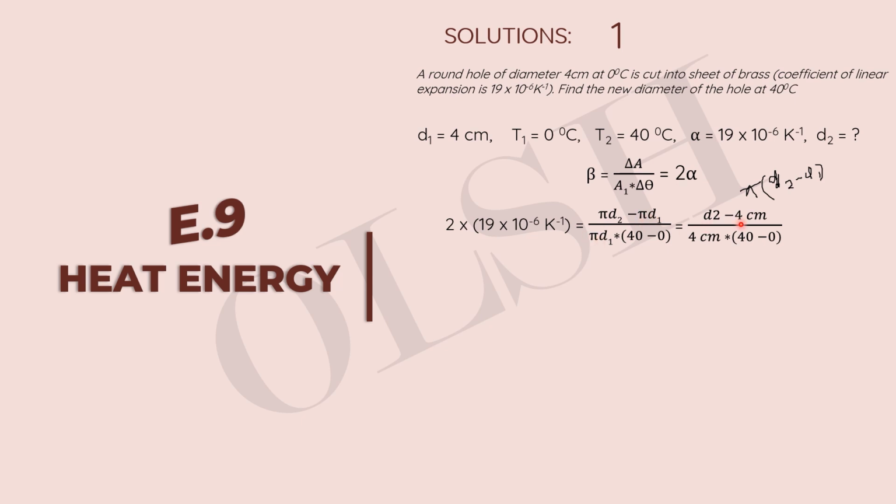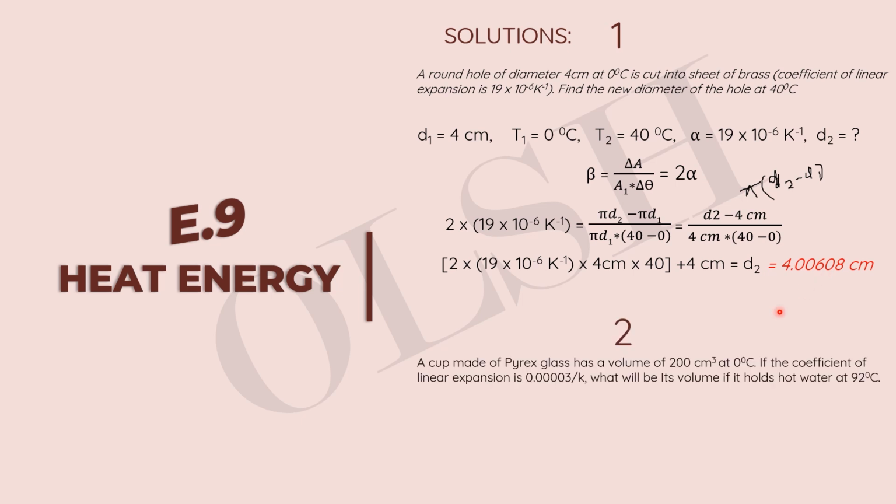To make d2 the subject of the formula, we can take all this to this side, multiply it with this, and then add 4 centimeters to the other side because of the negative sign. I'm sure we can handle that. This will give us d2. Further simplification will give us our answer as 4.00608 centimeters.